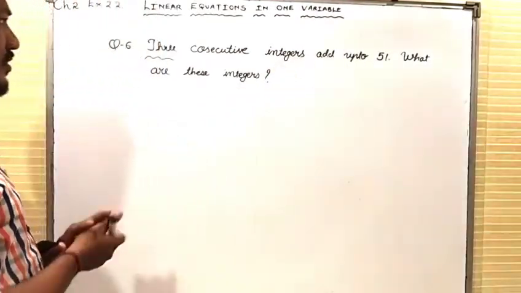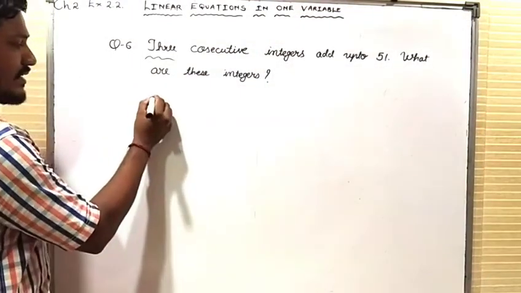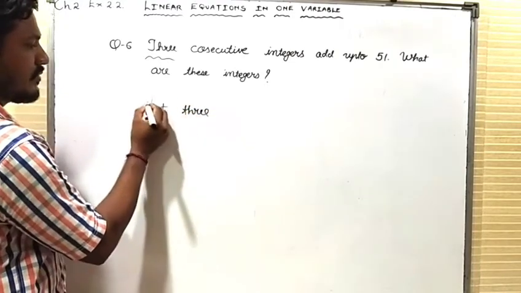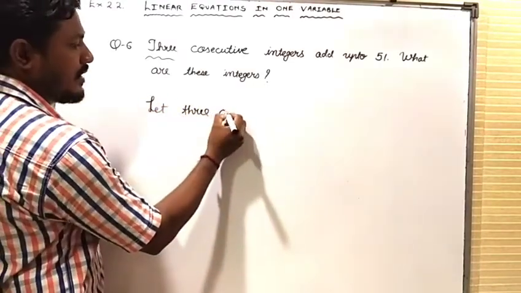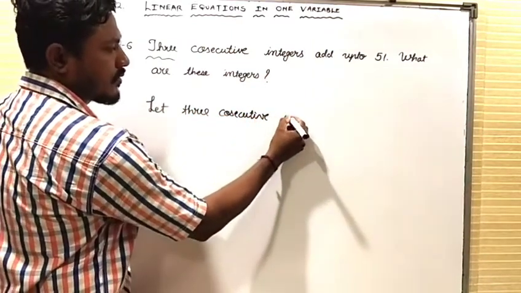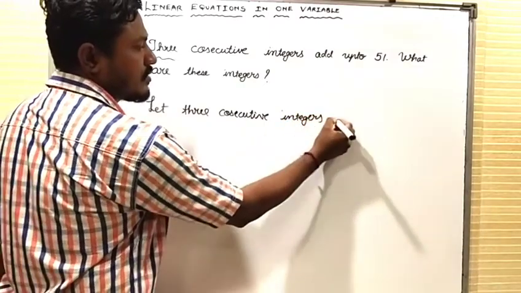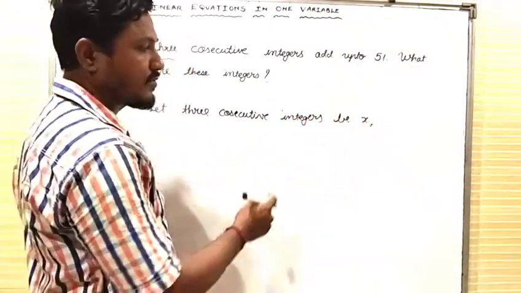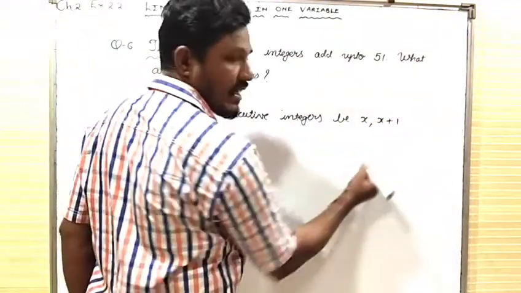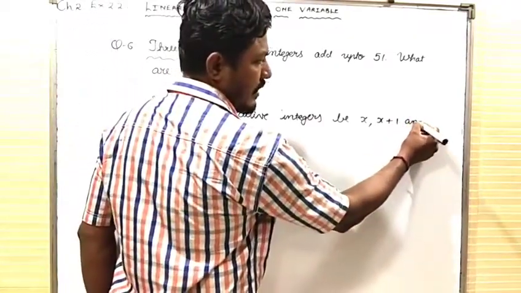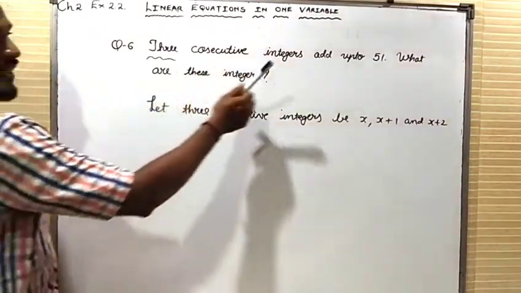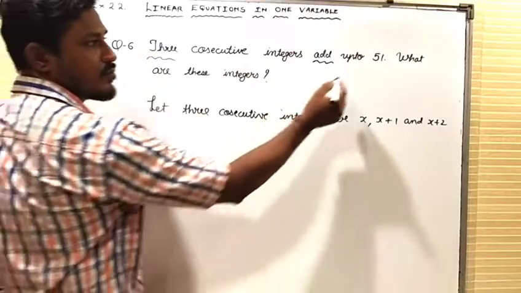When we add those three integers, the sum should be 51. So now let us suppose, let three consecutive integers be x. If I suppose the first consecutive integer is x, my next integer will be x plus 1 and x plus 2. Now when we add these three integers, the sum should be 51.